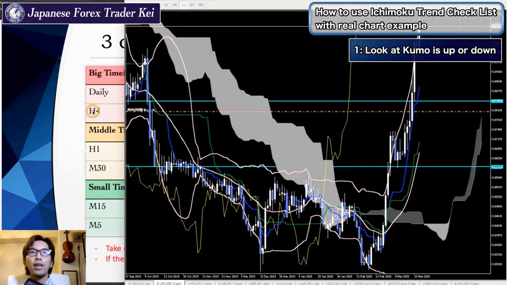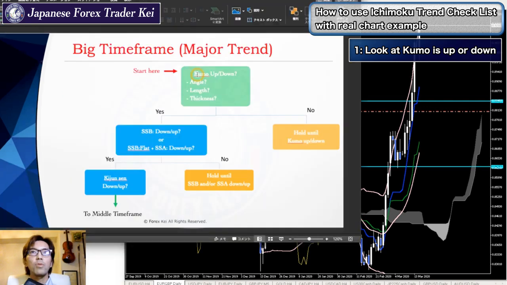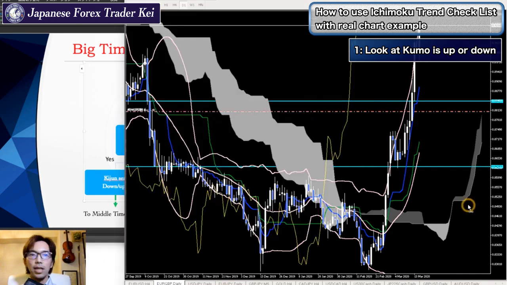And when you look at the daily chart first, you look at the Kumo, and you look at the angle of the Kumo and the length of the Kumo right here, so that you can see the Kumo at the same time along with this checklist. So first, what you can look at is the Kumo, whether it's moving up or down. And right now, the angle here is moving up. This is the up Kumo, so it's good.